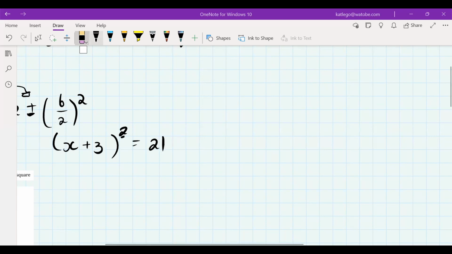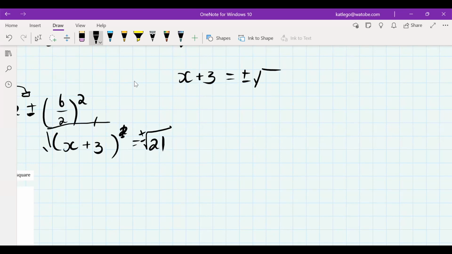So let's continue with our sum. So now if we square root both sides, let's go ahead and square root both sides. Oh geez, my handwriting just decided to tab out. Don't forget your plus or minus. Do we all understand? Then on the left, you'll have x plus 3 because these inverses will cancel each other, equals plus or minus the square root of 21.